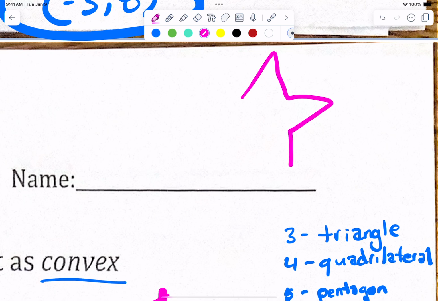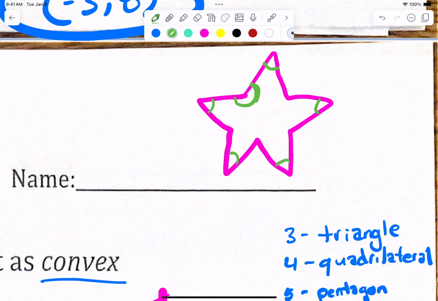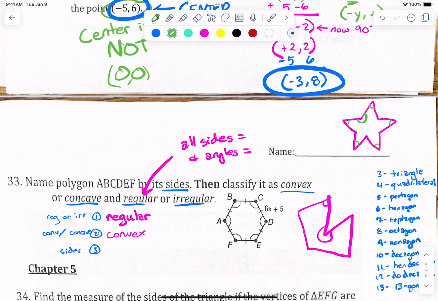Here's my star, right? That's a decent looking star. That would be concave, right? Because each little point caves in. Is it regular? No. This angle would be the same as those, but then I have to think about this angle right here, which is going to be more than 180 degrees. Does that make sense? Those will not be the same. So it will never be regular if it is concave.